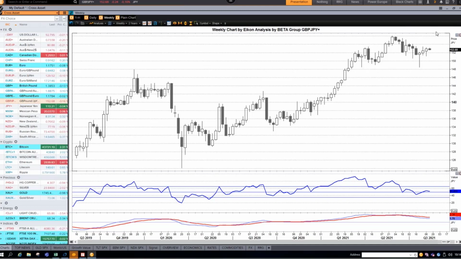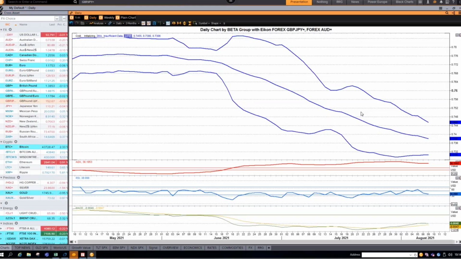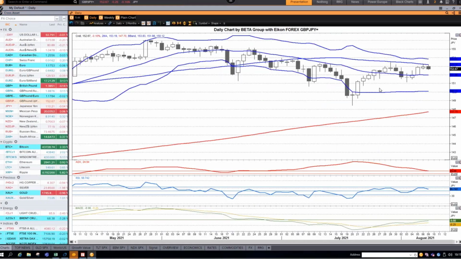So I hate to say things like potential head and shoulders when there's no right shoulder at all. It's not a potential head and shoulders at all. It's still actually going up. It's come down here, corrected an overbought condition, if you like, and it started to go up again here now. So on the daily chart, here's it going up again now.